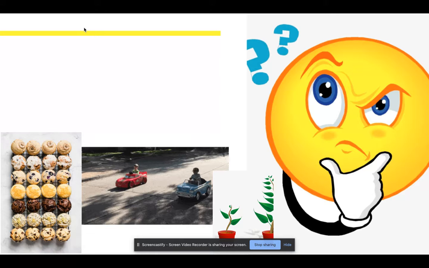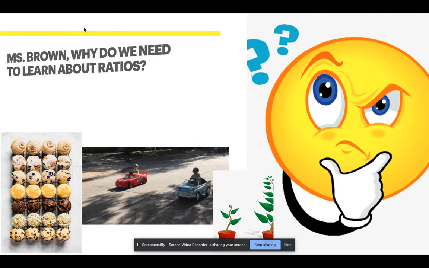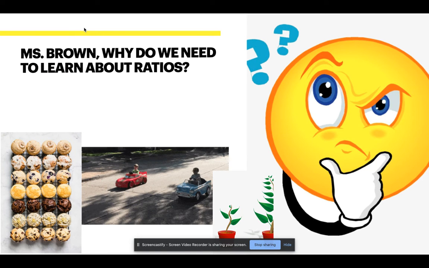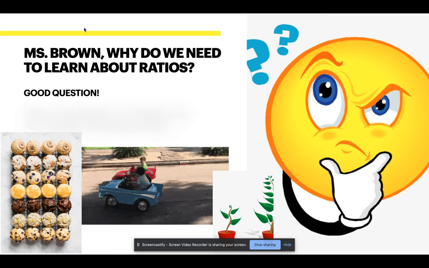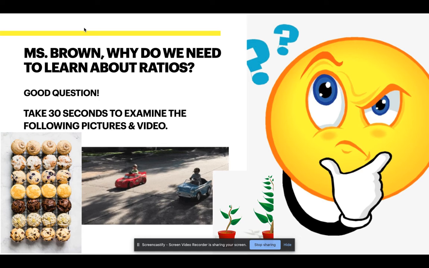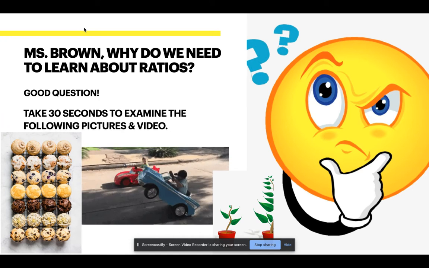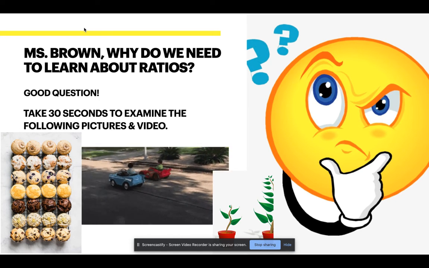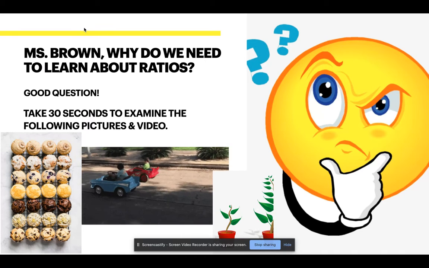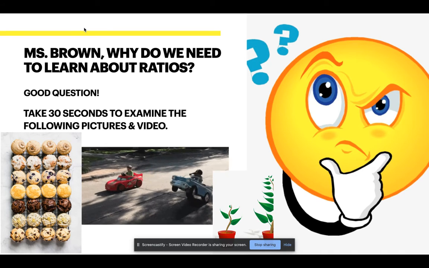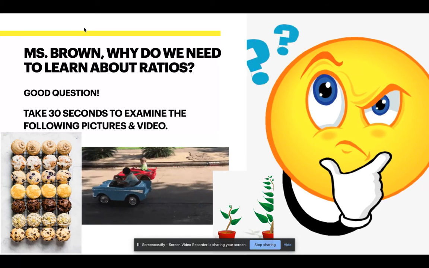All right, so why does this matter, Ms. Brown? Why do we need to learn about ratios? This is a good question. Let's talk about it. But before we do, I want you to take 30 seconds to examine the following pictures and videos. Alrighty. So let's go ahead and go over our pictures.